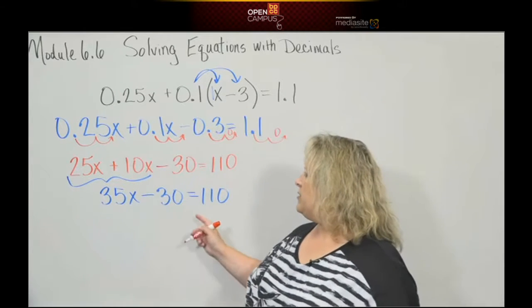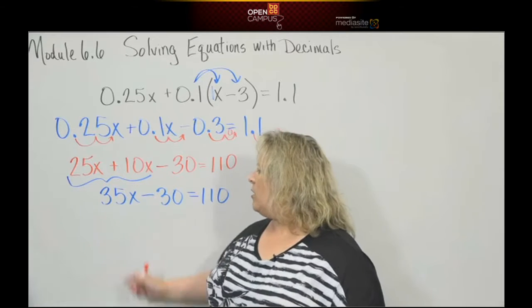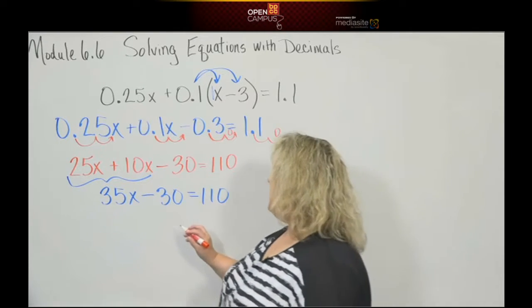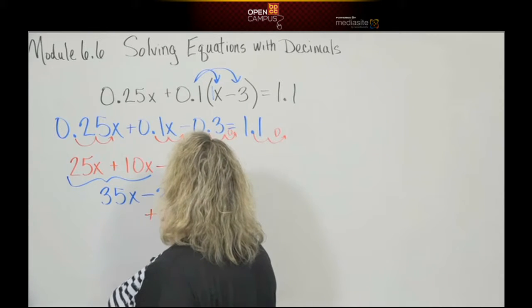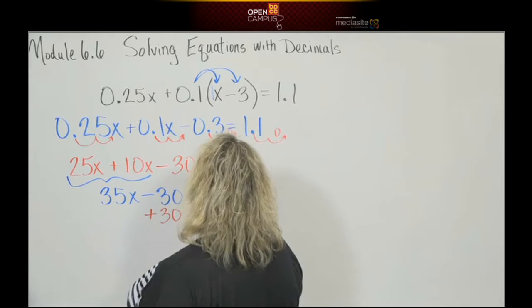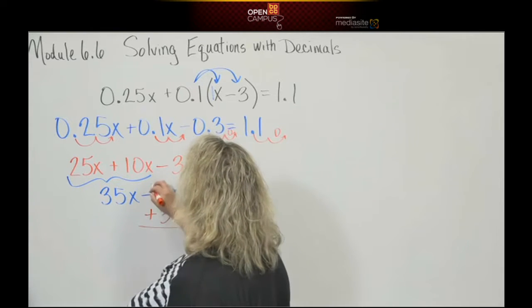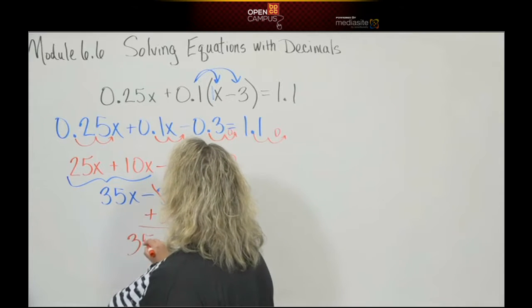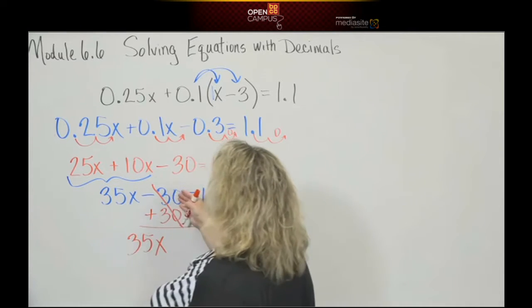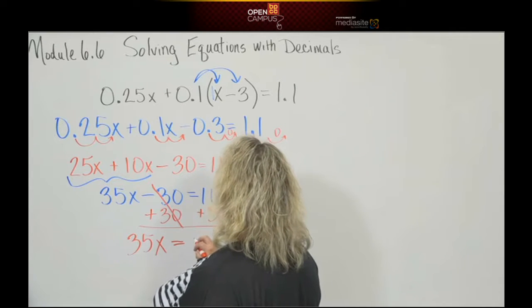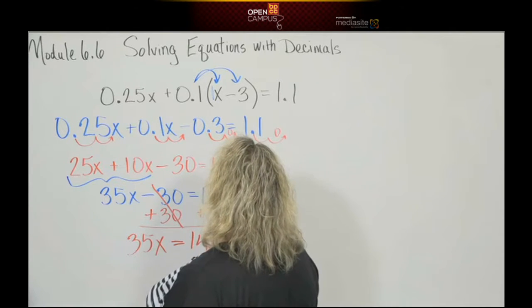Now I'm down to my 2-step equation. My letters are on one side. Let's move that number to the other side with the 110. I'm going to do that by adding 30 because remember that's the opposite. We always do the opposite when we move across the equal. So I have 35x. The negative 30 and the positive 30 are opposites, so they add to 0, so we just cross them off. And that gives me 140.